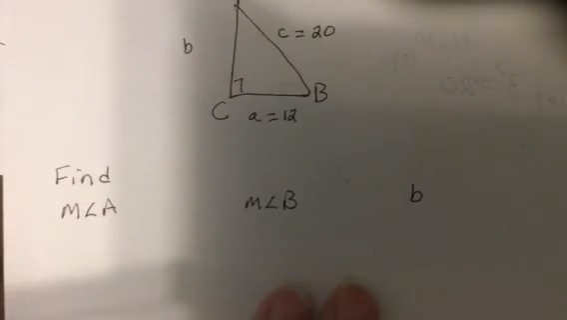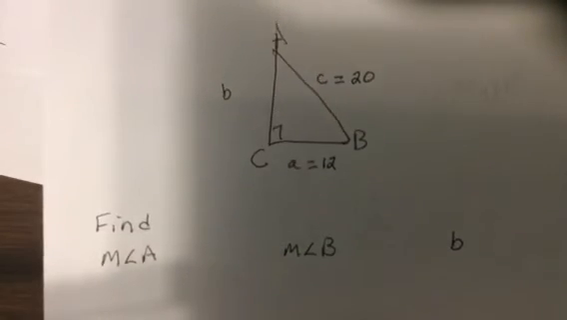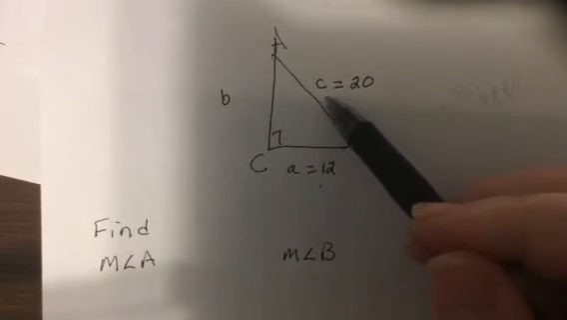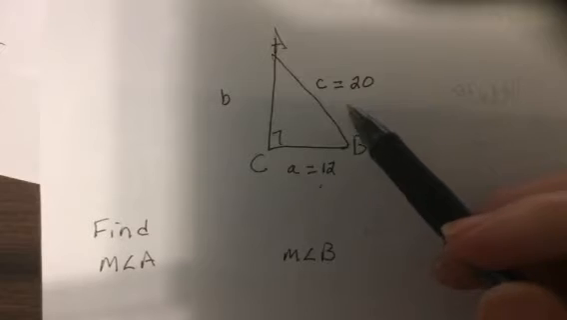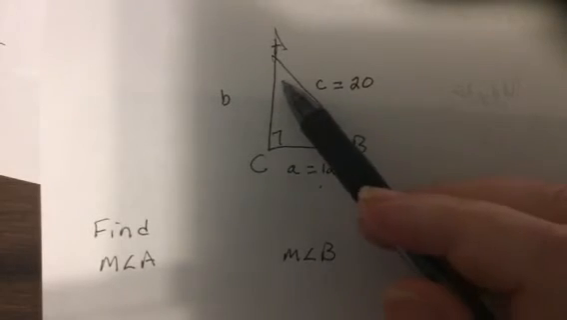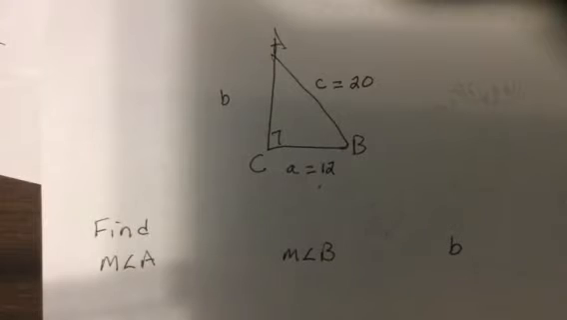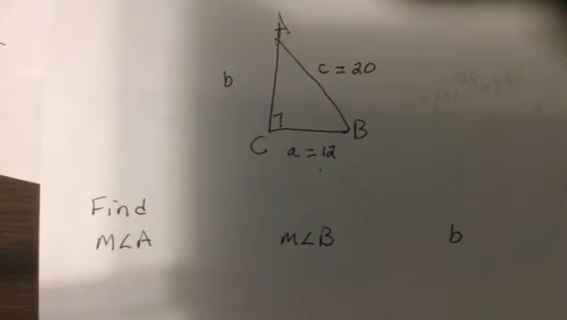Okay, last problem of the day. See, I told you this would be short. Okay, given this triangle, this is a right angle. We know this side is 12, this side is 20. Find angle A, angle B, and side B. So freeze it, and then turn it off, and have some fun. And then turn me back on.